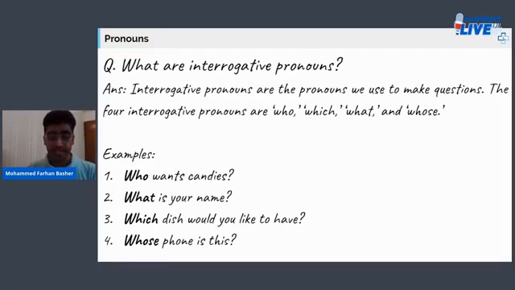Who wants candies? So you want to know who wants candies, or how many people want candies, right? So you ask who wants candies. What is your name? Which dish would you like to have? Whose phone is this? So who, what, which, whose, these are all interrogative pronouns. You use these pronouns when you want to interrogate, when you want to make questions.